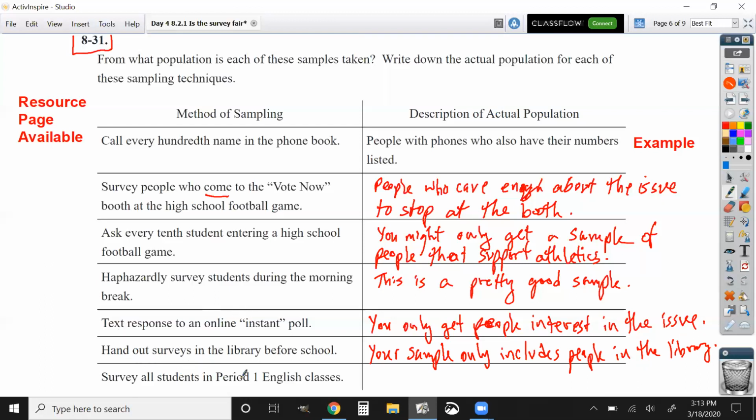Last one, survey all students in period 1 English classes. This is a pretty good sample. Pretty random because every kid has to have English. Just because it's first period doesn't matter. So I would say this is a relatively random sample. It might represent your school fairly well since everybody's taking English. Okay, so that's what they mean when they say describe the actual population based on the method of sampling. It's hard to make a good sample.